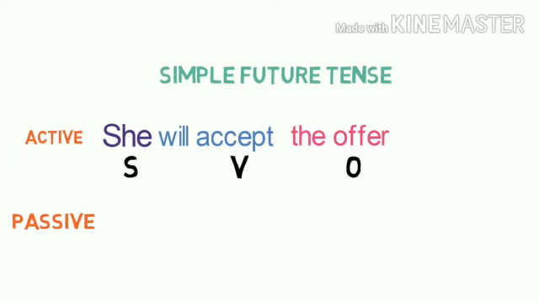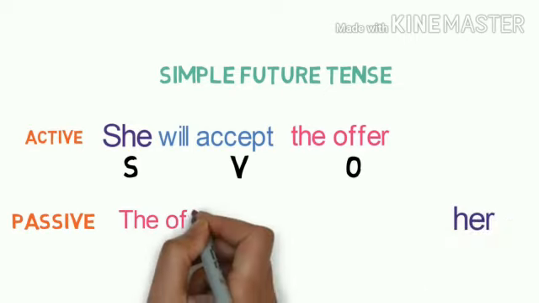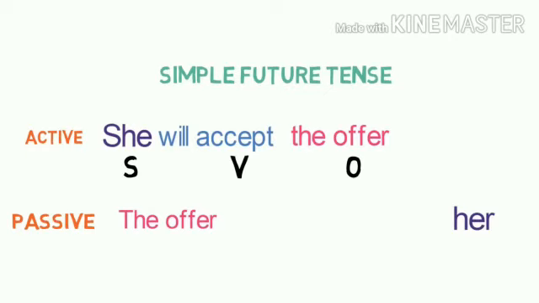Now let's swap the position of subject and object. Here the subject will be she, and the object will be offer. Now swap the subject and object. Here it will be her, and the offer will come at first. At this position, the subject will be changed as her, and the offer will be the subject here. Converting the main verb to third form, accept will be changed as accepted. So it is accepted.